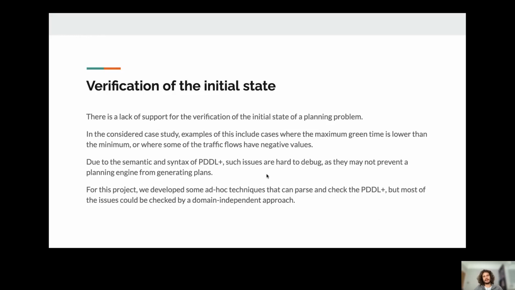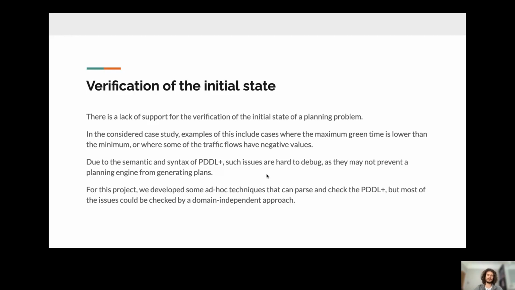Another point that is much more related to planning is the verification of the initial state. Now, we all know that PDDL is not great in providing you constraints for making sure that an initial state is valid or not. You actually can't really do that. And this is exacerbated again in PDDL+, where you have numbers and possibly continuous processes, etc. In our case, for instance, we were having issues with mean and max values which were not correctly related, or flows which are negative, and that sort of thing.